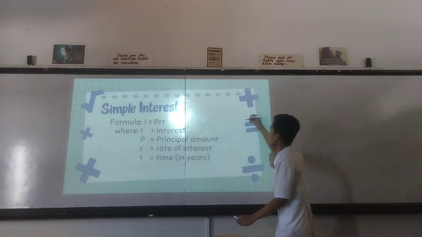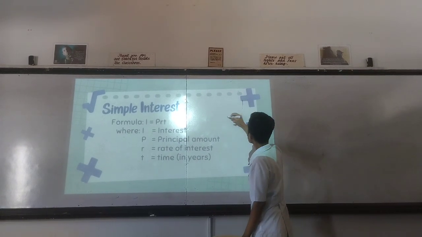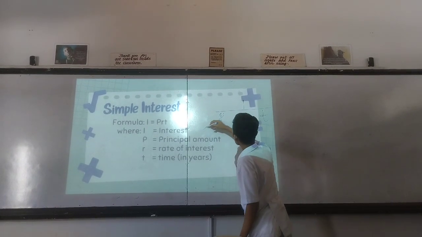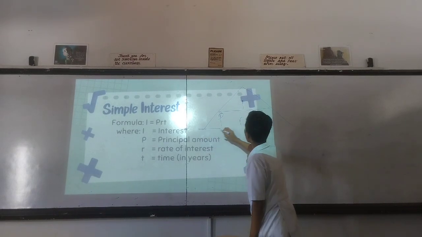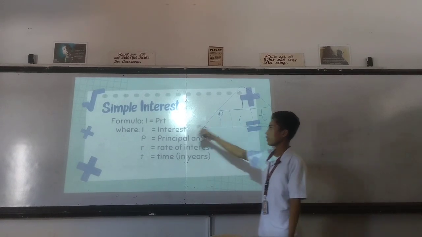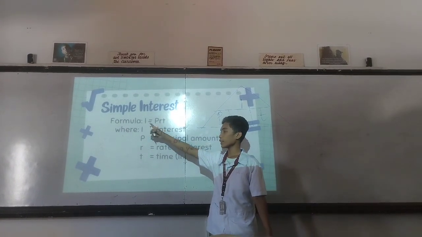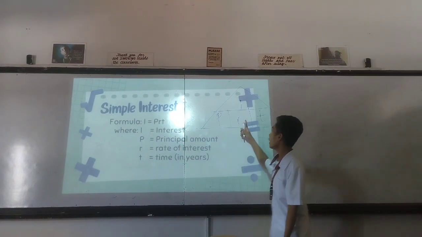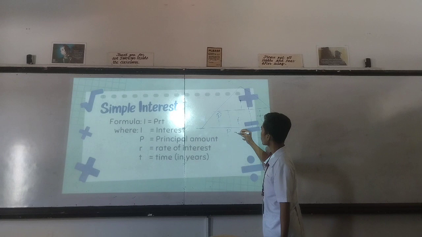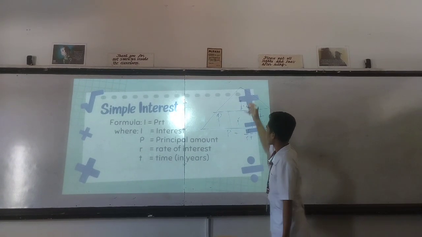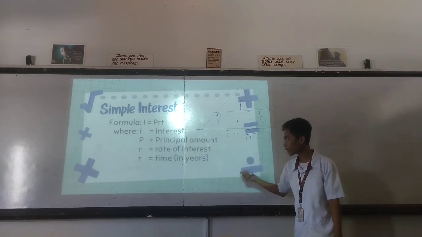So for example, we can use a triangle to easily get a formula. So if the formula is I is equal to PRT, it is interest that we are looking for. Then if principal amount is what we are looking for, our formula would be P is equal to I over RT, or interest over rate of interest and time.